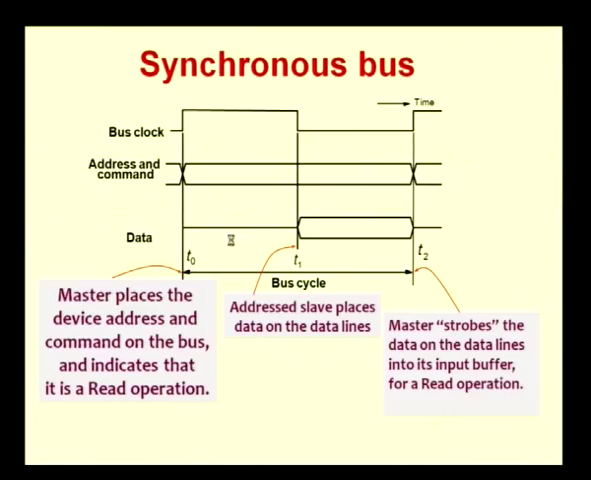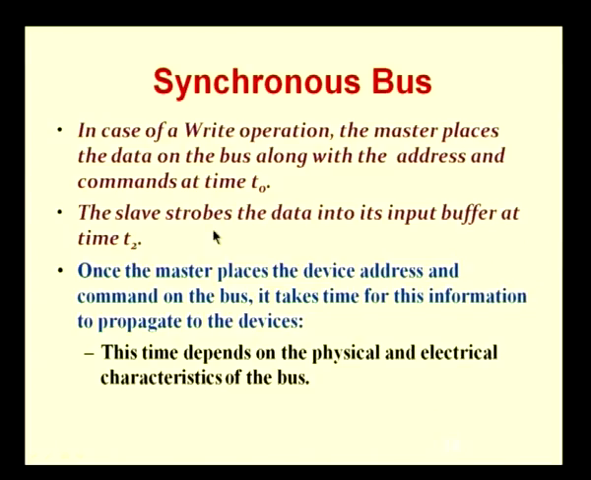For a read operation, there are three things which are done: you place the address first, then the slave will place the data, and then it is read by the master. Now, in the case of a write operation, the placing of the data and the address and command are combined together, and at time t2 writing of the data by the master would be completed, because the data would have been copied into the input buffer by the slave. That is how a write operation will take place.